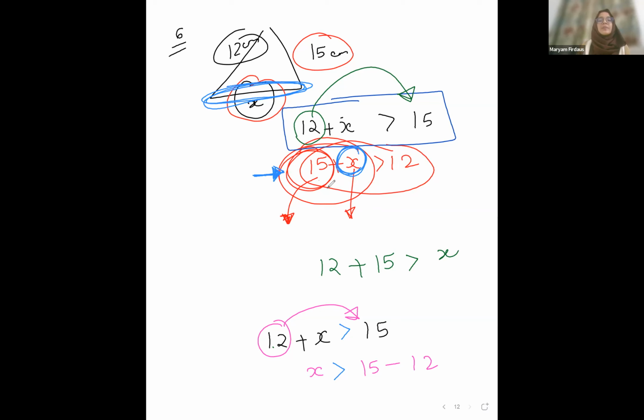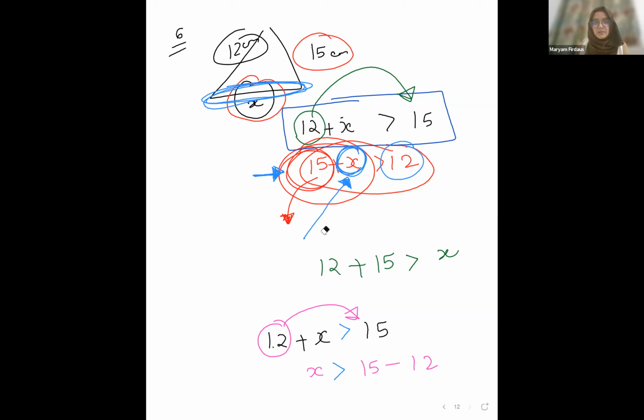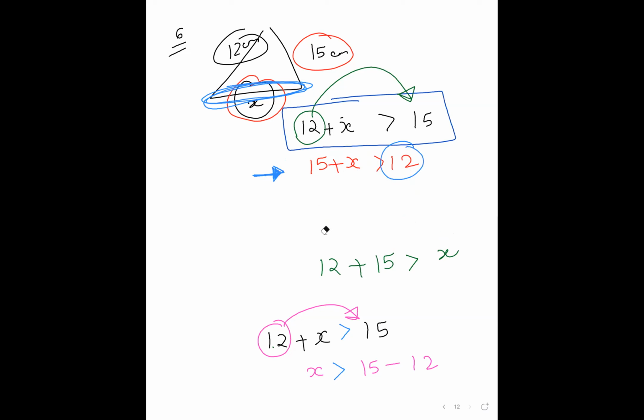Now imagine whatever positive number you put in place of x. 15 plus 1, that is 16, greater than 12. 15 plus 2, 17, greater than 12. 15 plus any positive number is going to be greater than 12. Why? Because 15 itself is greater than 12. So no matter what you add to it, the result is going to be greater than 12. Getting it? So that's why we didn't take this one, because it's not going to be very helpful for us.